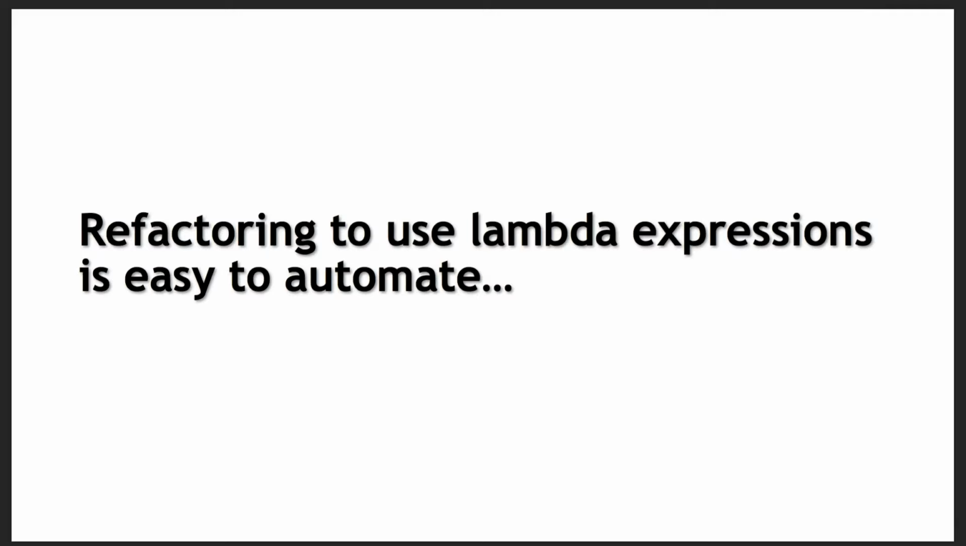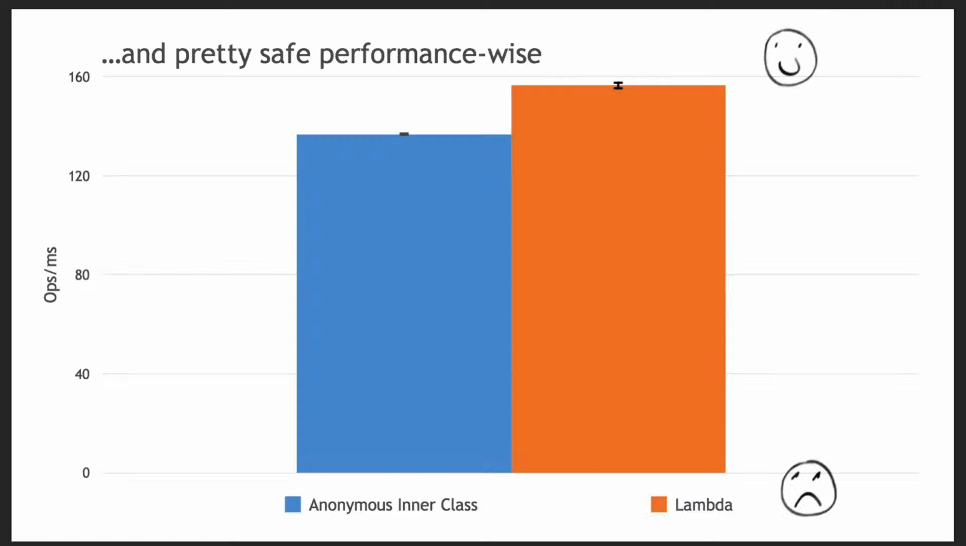So refactoring to use Lambda expressions instead of, for example, anonymous inner types is very easy to automate. And it's pretty safe performance-wise. You're going to get more or less the same sort of performance. So under most circumstances, you can just go ahead and do that without worrying too much.